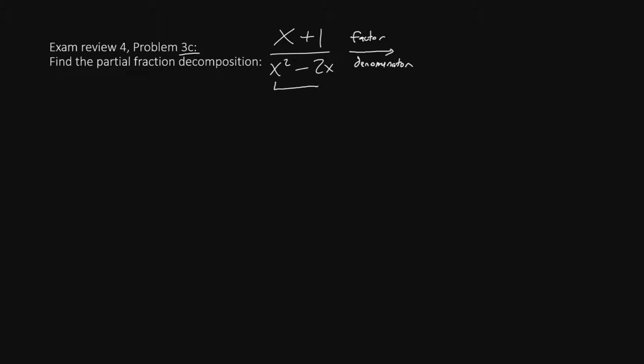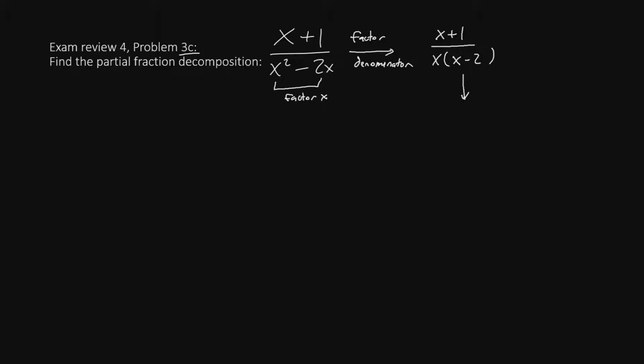So let's look at what the denominator's terms have in common. We have x squared minus 2x. Since these both contain x, we are going to factor an x out of both terms. This will give us x plus 1 on top, and then x times x minus 2 on the bottom, where we've factored out an x from both terms.